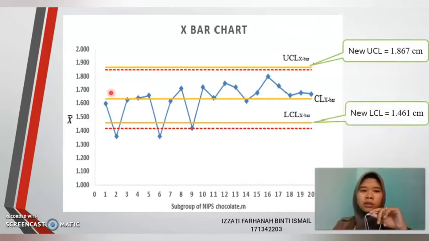As you can see, the orange line is the new UCL, which we get as 1.867 cm, which is higher than the original UCL. For the lower control limit, the new value that we get is 1.461 cm, which is also higher than the original one. So, here I conclude my presentation.